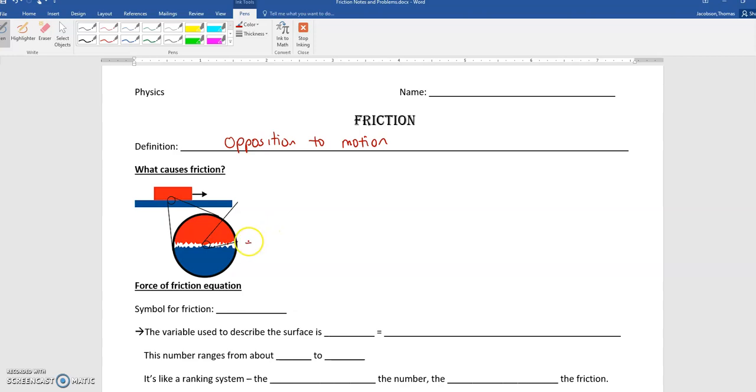In case you guys don't know this, every surface has some sort of roughness to it. No surface is perfectly smooth. So if you were to zoom in on a surface super close, every surface has some sort of bumpiness to it. And when you have two surfaces interacting with each other, it's those little bumps that cause them to either slow down or to prevent movement in the first place.